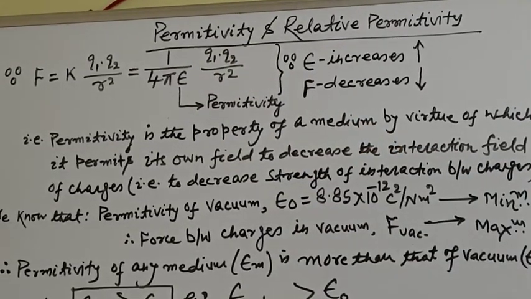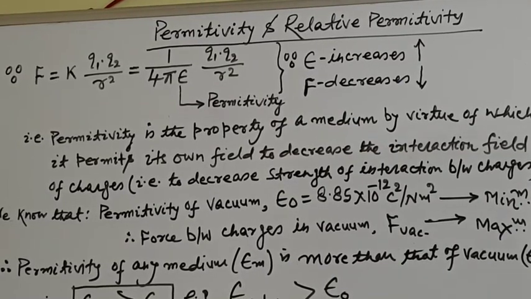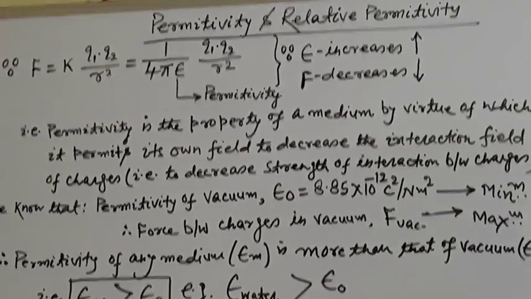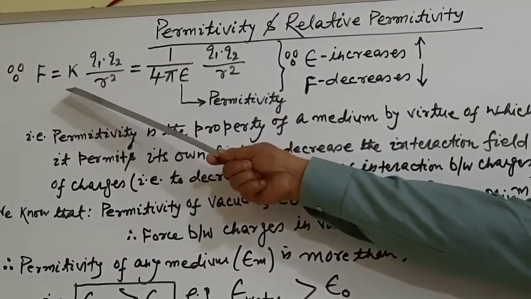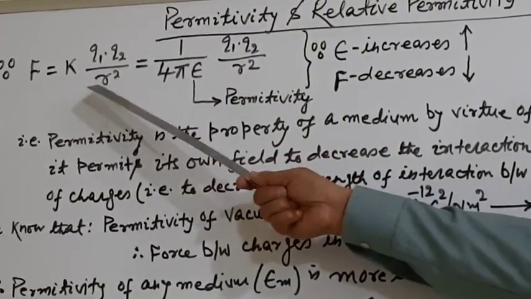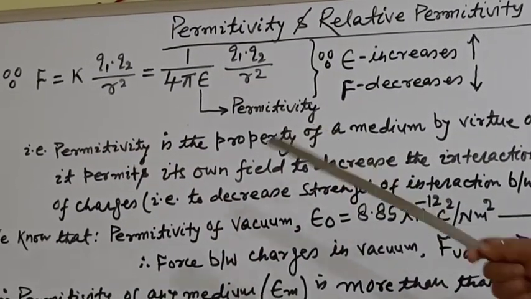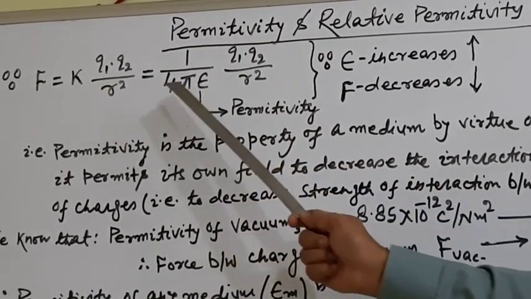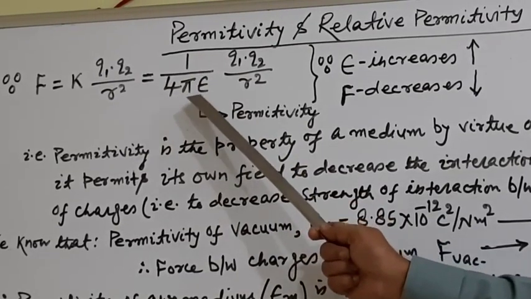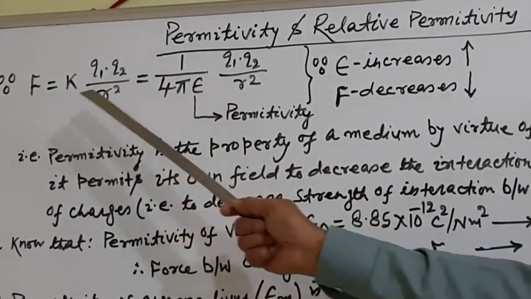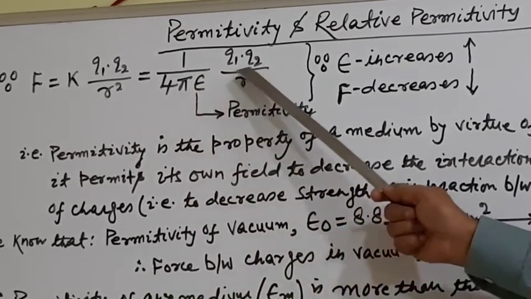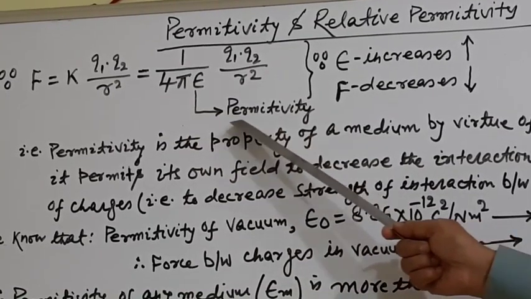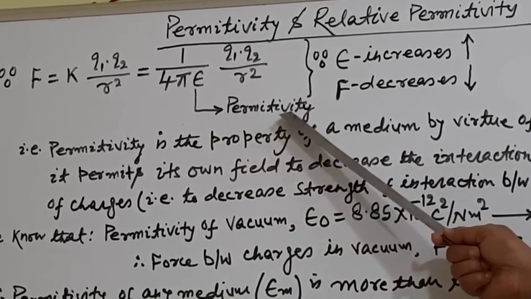In the first lecture, we have already discussed that the Coulomb force between two point charges can be written by this equation: F is equal to K Q1 Q2 by R square. If the charges are placed in a medium, the value of K can be determined by the relation 1 by 4 pi epsilon. So therefore F is equal to 1 by 4 pi epsilon Q1 Q2 by R square. This epsilon is called permittivity. This is permittivity, which we are going to define now.